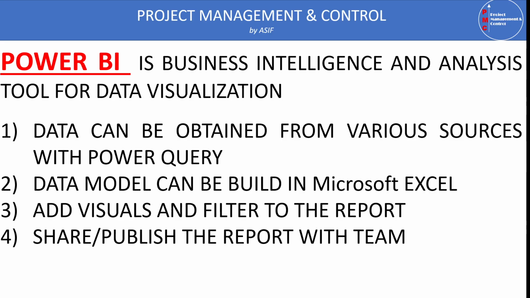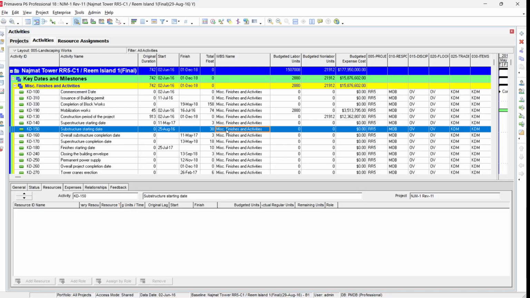We are going to open the Primavera file first. You can see here the Primavera file. This is one of my old projects. The project is resource loaded and the cost is assigned. I show the WBS name just for sorting purposes. And these are the activity codes, which are for the project name, responsibility, discipline, and floors.